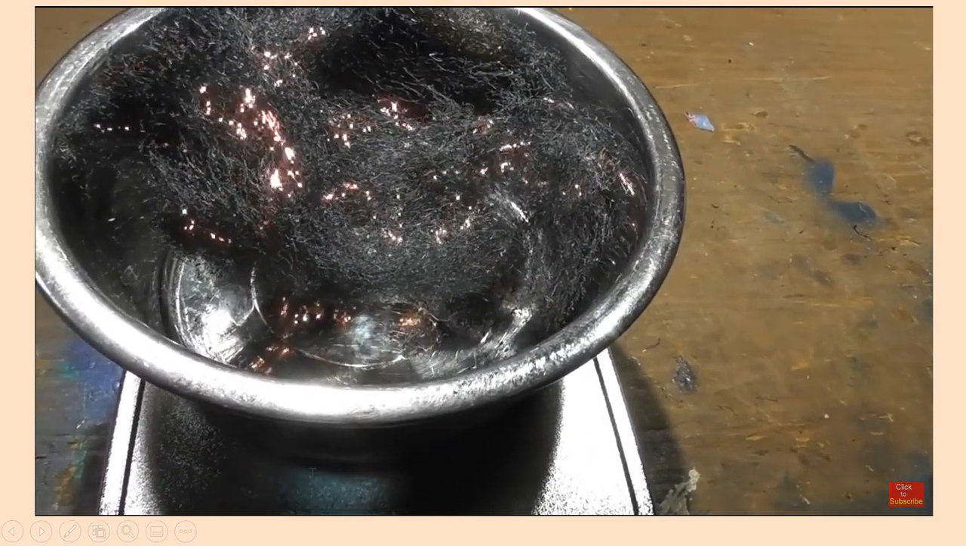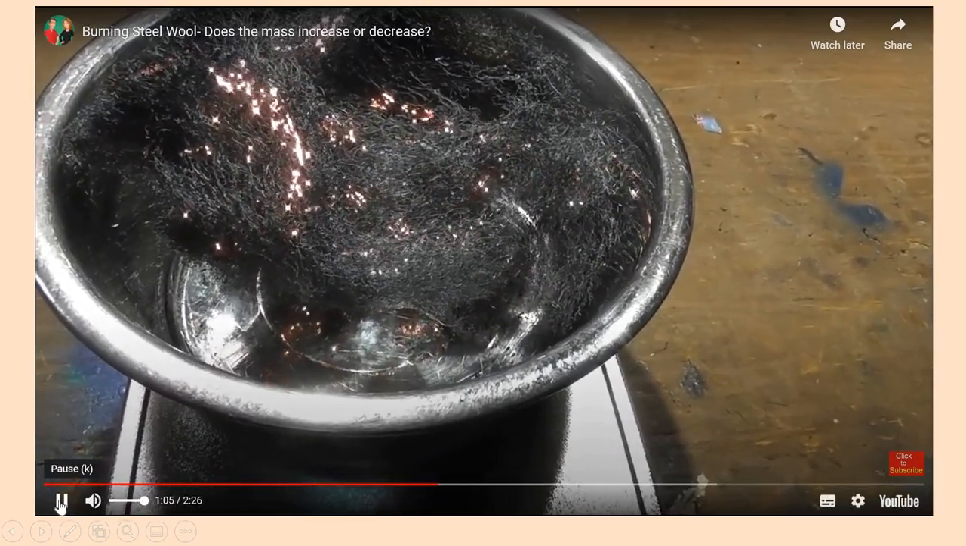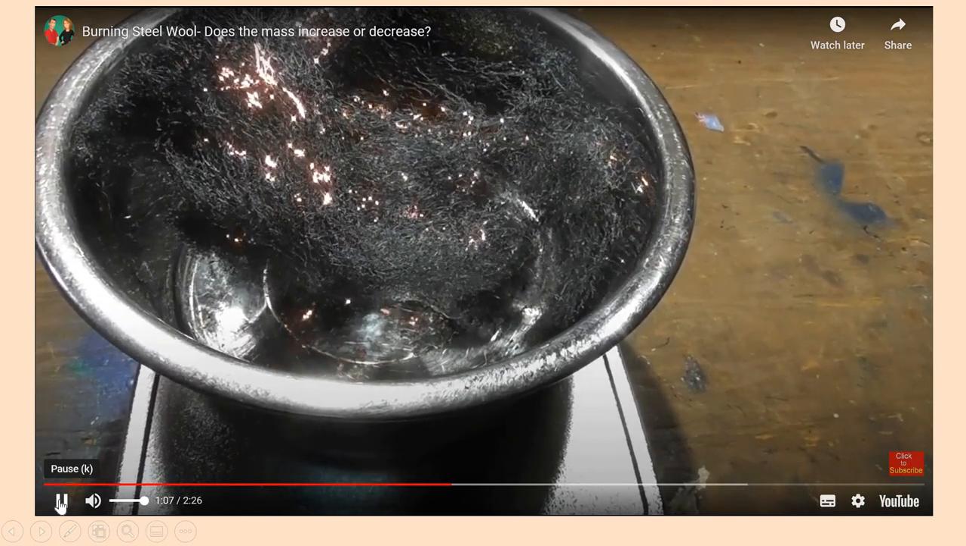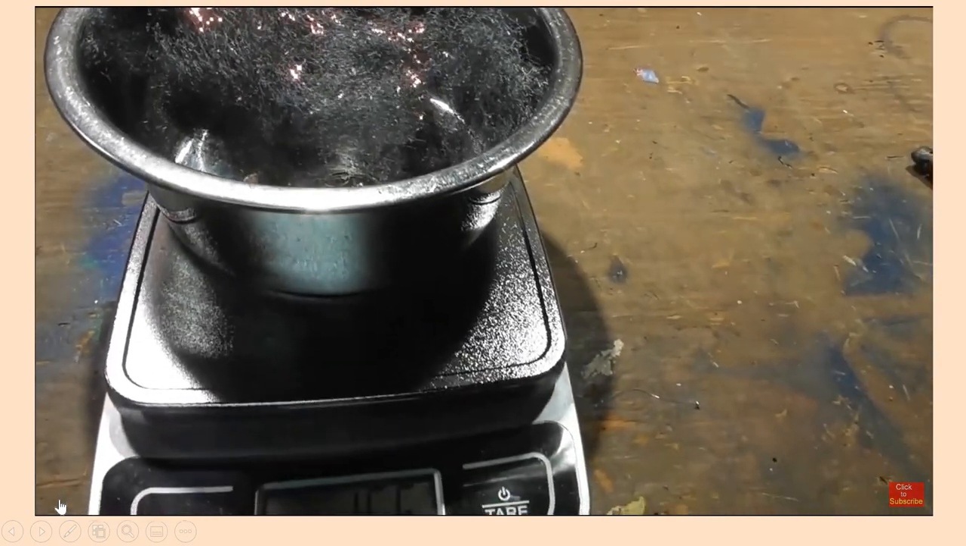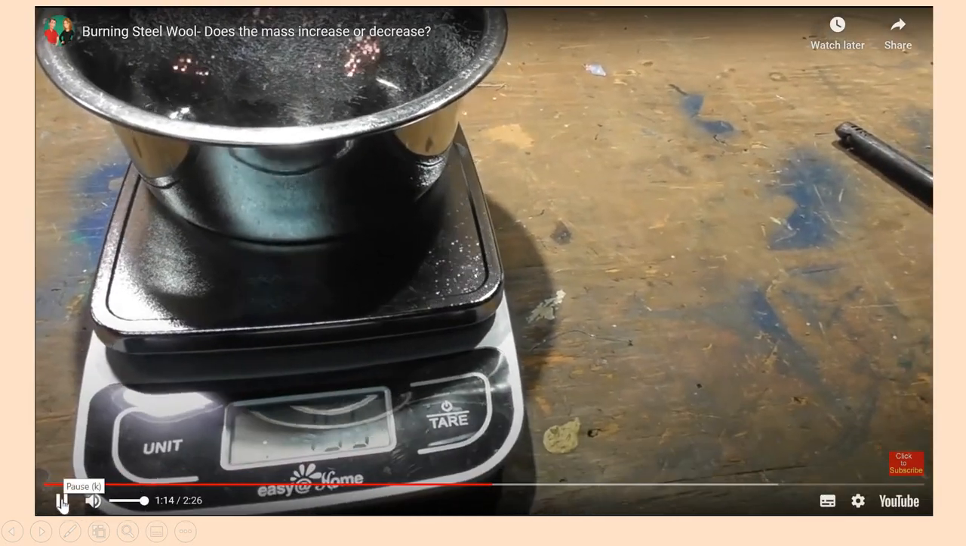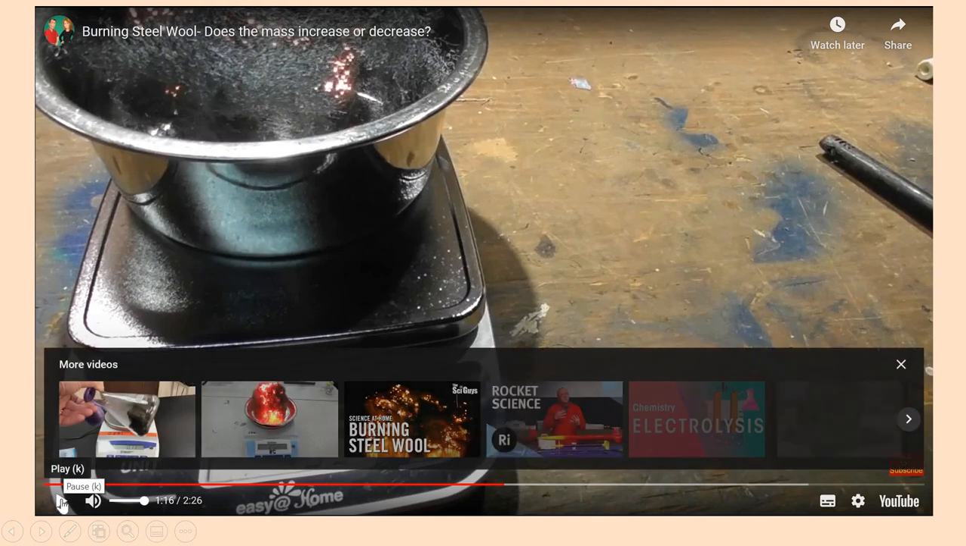Okay, the question is, why is it when you burn steel wool, you would think as it's burning that the mass would go down, but in fact the mass is going up to 155.